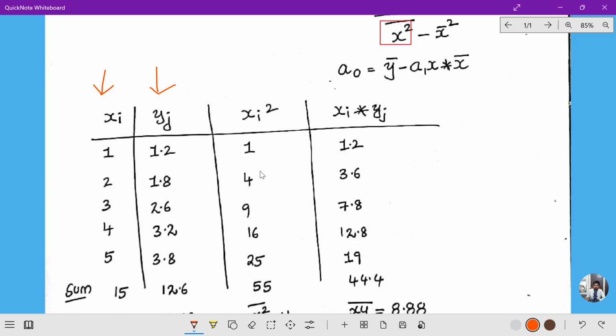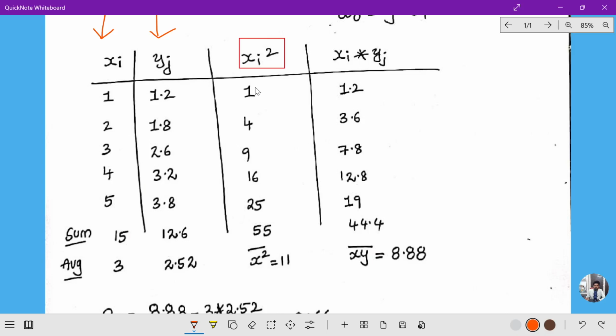But they asked about the x square bar. So how to find out the x square bar? Please remember all of you. First we need to perform the sum. The sum value is 55: 1 plus 4 is 5, 5 plus 9 is 14, 14 plus 16 is 30, 30 plus 25 is 55. In order to find out x square bar, just do the average. The average is the sum divided by the total number of objects. The total number is 1, 2, 3, 4, 5. So 55 by 5 is 11.